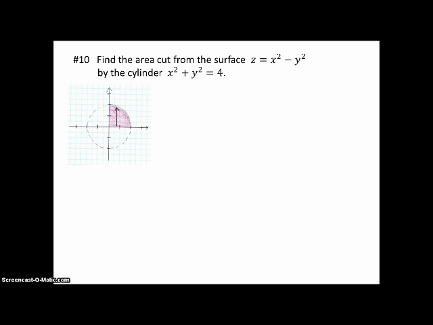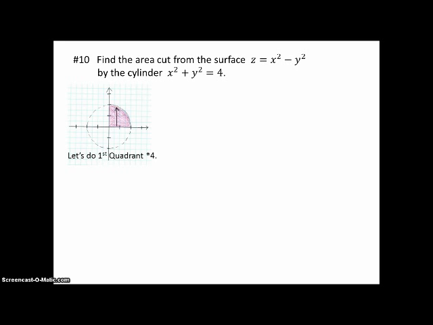Number 10. Find the area cut from the surface z equals x squared minus y squared by the cylinder x squared plus y squared equals 4. So if we take a look at the xy plane, the image of the cylinder is a circle, and so that's going to come out towards you along the z-axis. And what we're going to do is, let's just do the first quadrant and then multiply our surface by 4, because we have symmetry here amongst all 4 quadrants.